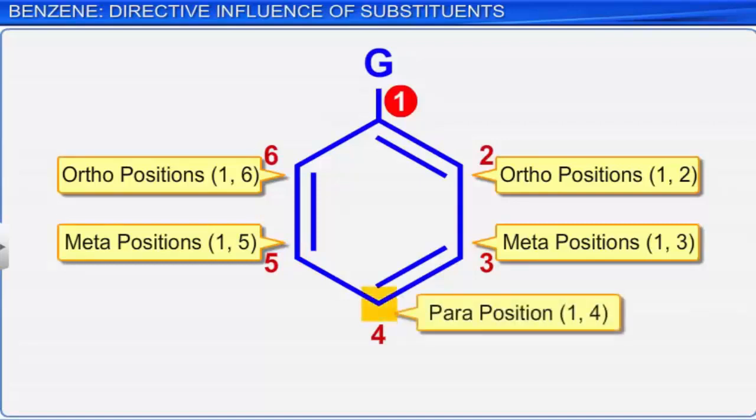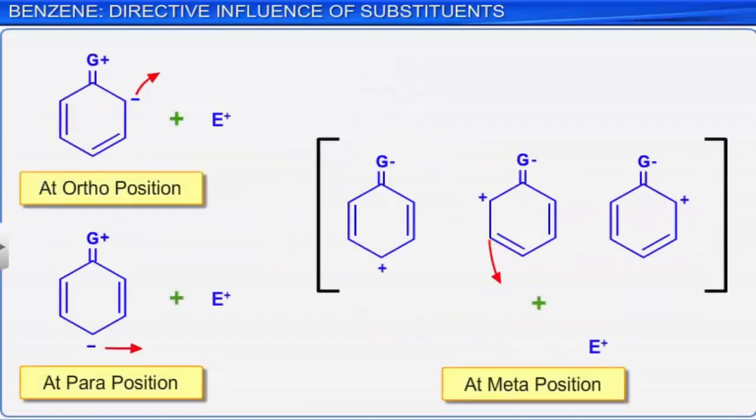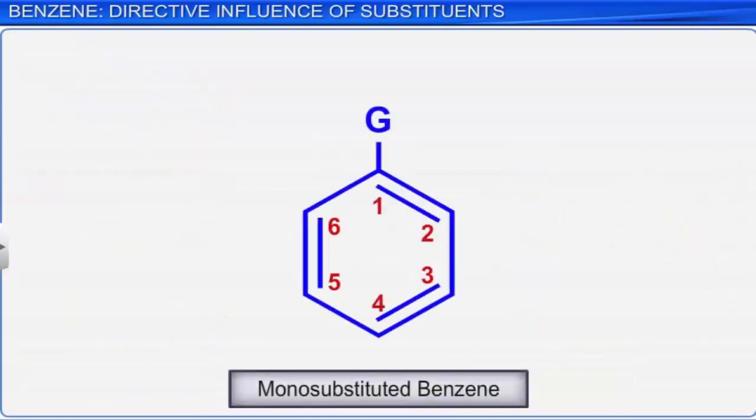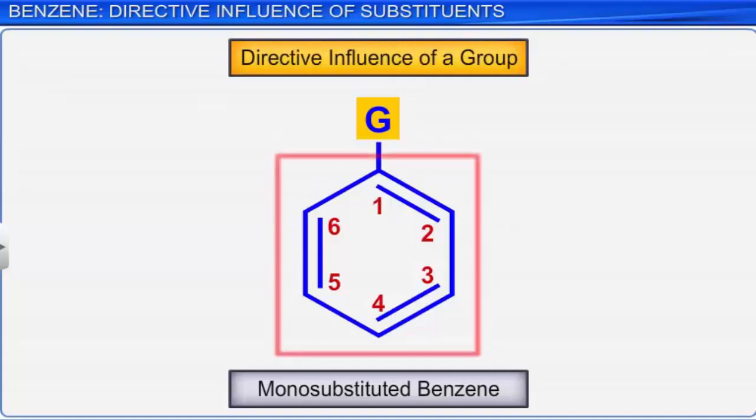The position that the incoming electrophile will occupy depends upon the availability of electron density in the ring, which in turn depends on the nature of the group G already present in the benzene ring. This is known as the directive influence of a group. This influence could either be ring activating or ring deactivating.